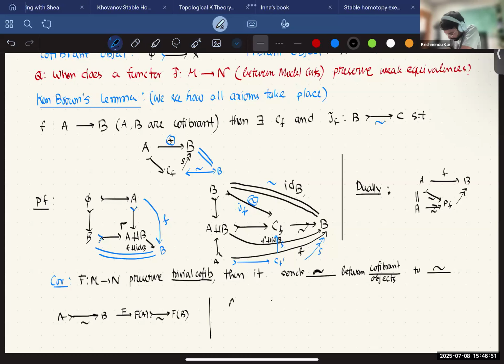So what do we have here? We have A to B, a weak equivalence. I want to show FA to FB is a weak equivalence. Now, by Kan-Brown's lemma, I have this diagram. CF to B is a factorization. This is your weak equivalence. Now, by the 2 out of 3 property, this will force this cofibration to be your weak equivalence. And I'm applying Kan-Brown's lemma to get this map, making the diagram commute.